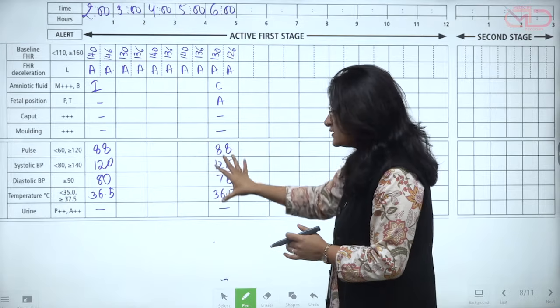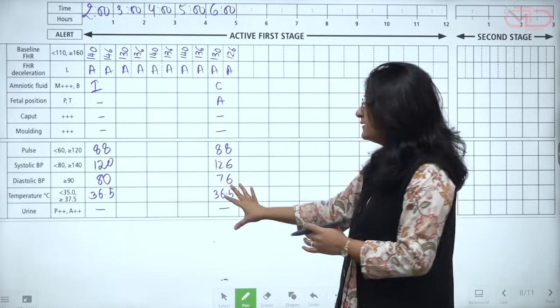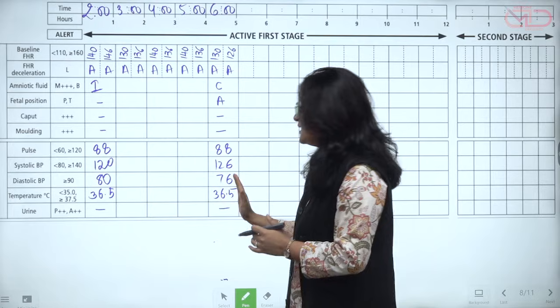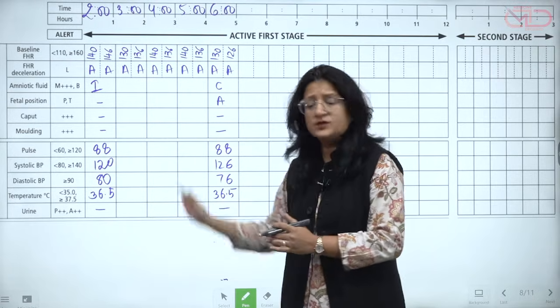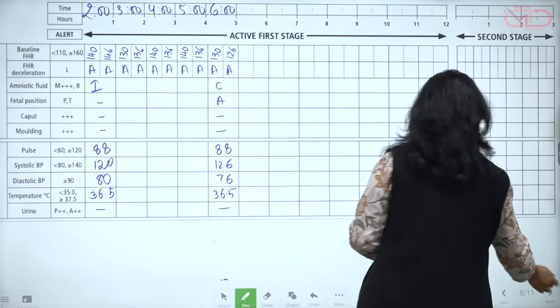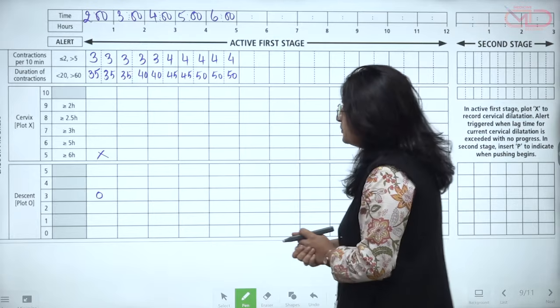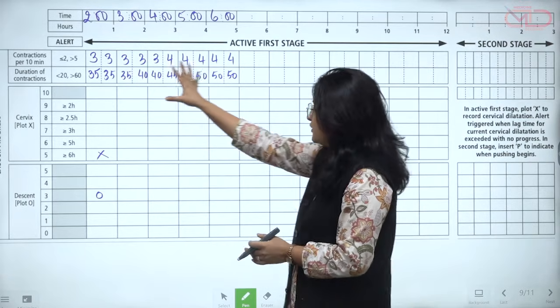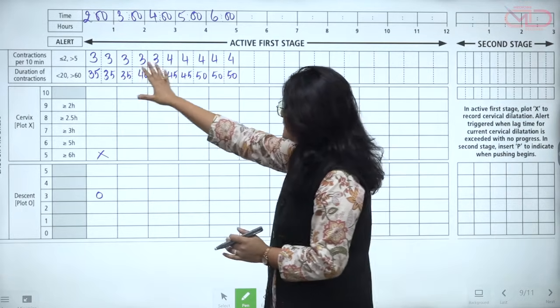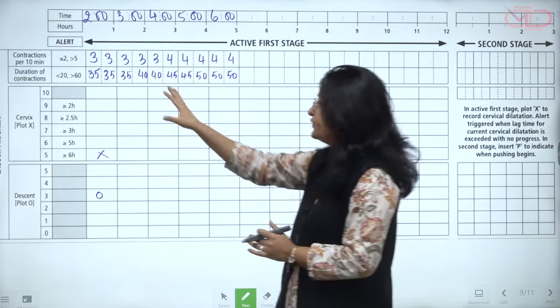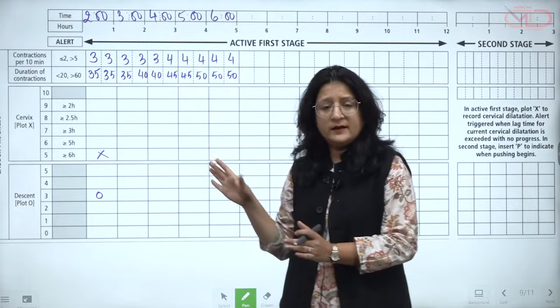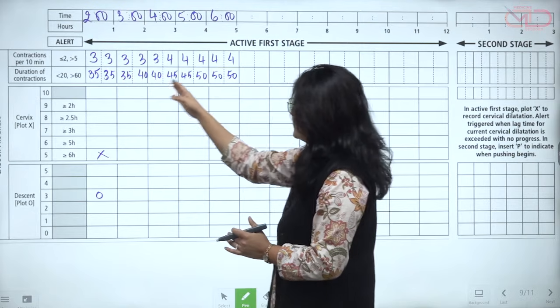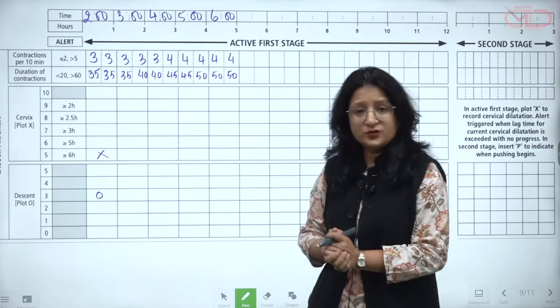Pulse rate, systolic BP, diastolic BP, maternal characteristics, they've been repeated after 4 hours, they've been fine. So everything has been consistently okay, showing normal parameters. If you look at the contractions over time, so she's been consistently getting increasing contractions with increasing duration, right? So earlier 35 seconds, then 40, then 45, then 50-second duration contractions.